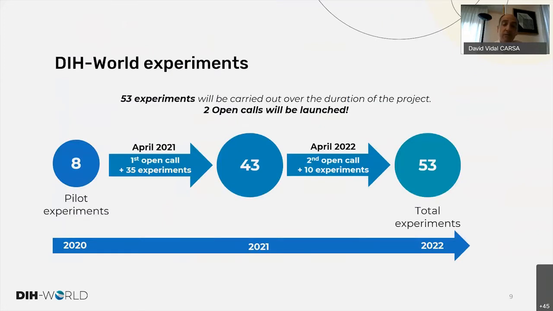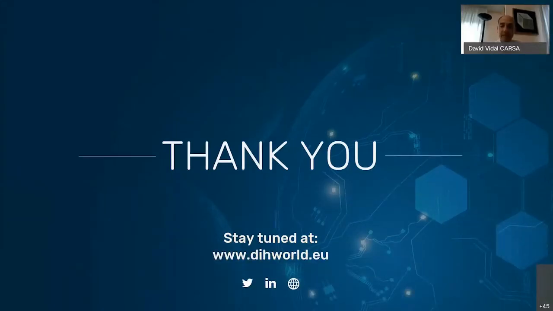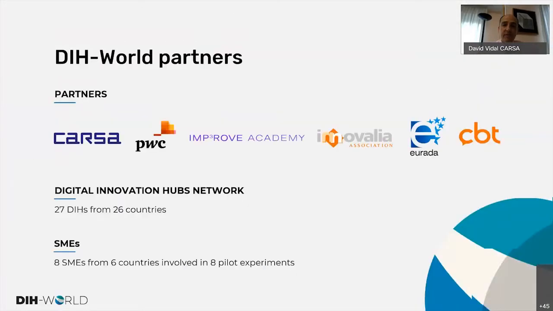So this is an overview of our plans. We are going to fund, if we find 35 good experiments via the first open call, so that we will have 43 experiments running during 1 year and a half, more or less. And the DIHs involved will also be participating in different activities of the project, as I mentioned before. And then the second open call, which will be in exactly the same month, more or less, but next year, we will fund another 10 additional experiments. So this is my overview.